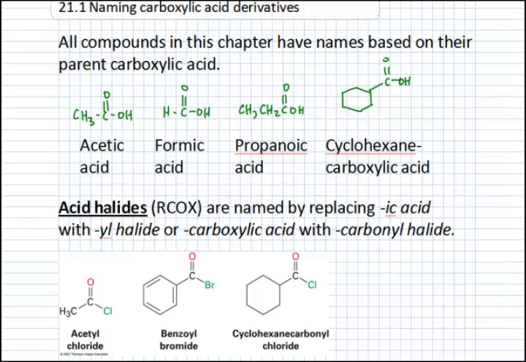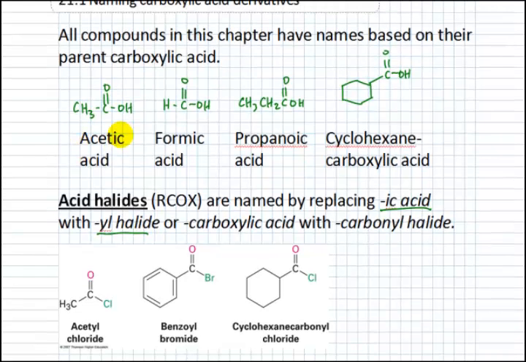Let's start by naming acid halides. An acid halide is where we have R, C double bond O, and some halogen, usually chlorine or bromine. So what we do, we have to look and try to figure out what the original carboxylic acid would have been. So instead of the halogen, if it was OH there, we take that acid name and then replace the ic acid with yl halide. So yl chloride or yl bromide. So where I had acetic acid up here, I now have acetyl chloride.